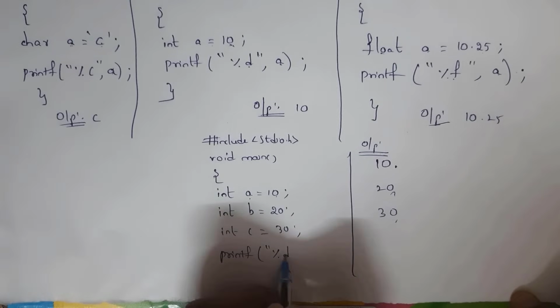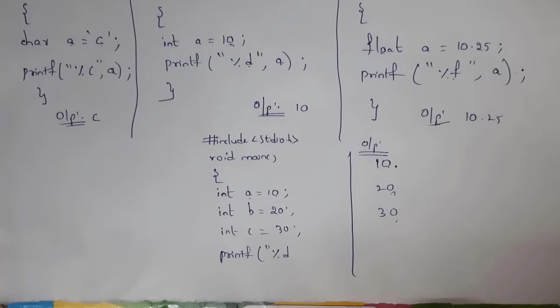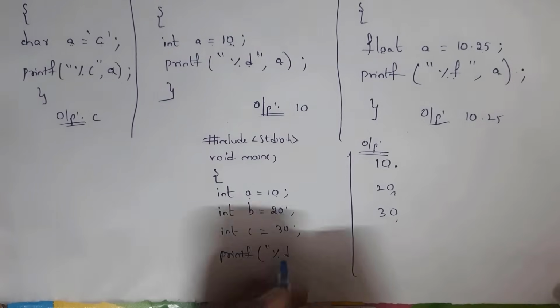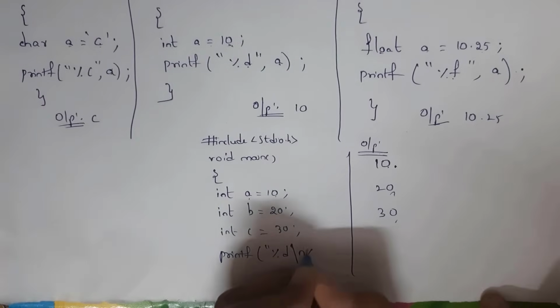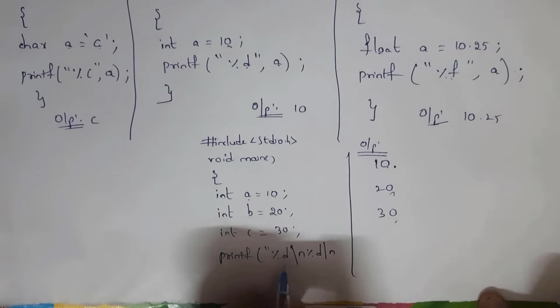So I am taking here %d. 10 will be printed on the first line and 20 will be printed on the second line. So I need to use here \n and next %d and next %d\n. Total there are 3 integer values.